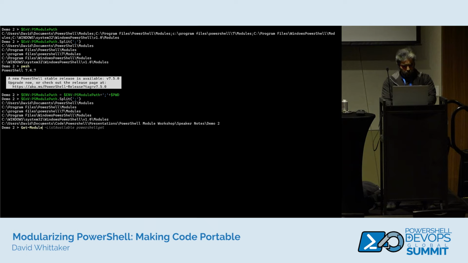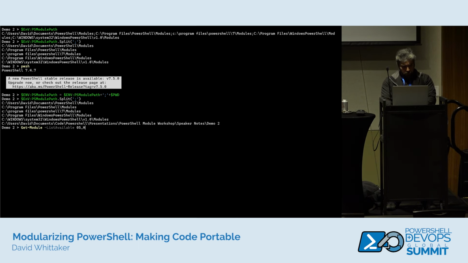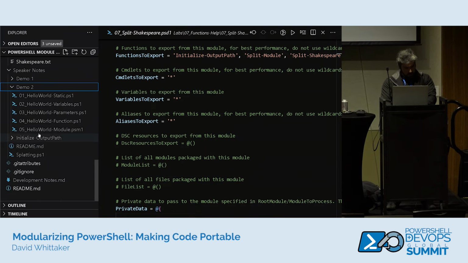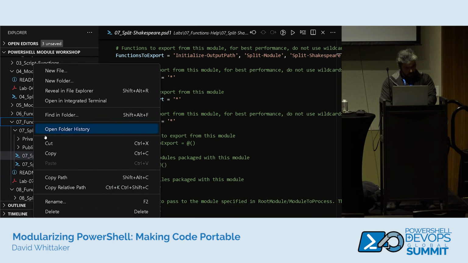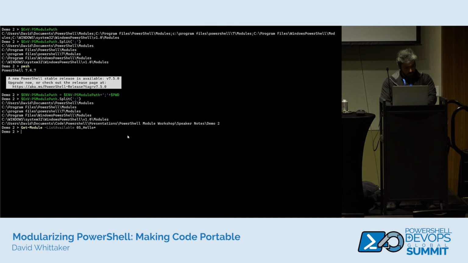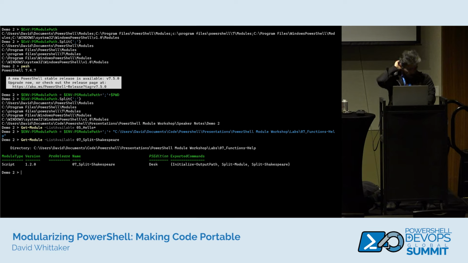So now if I do a Get-Module and I do a ListAvailable for, let's see, what did I call it? 05. Oh, the demo gods are not kind indeed. Let's grab one I know works. All right, we can see that we've found our module.